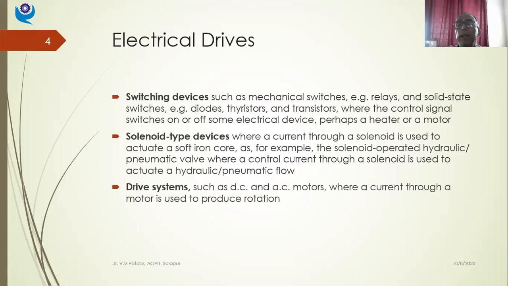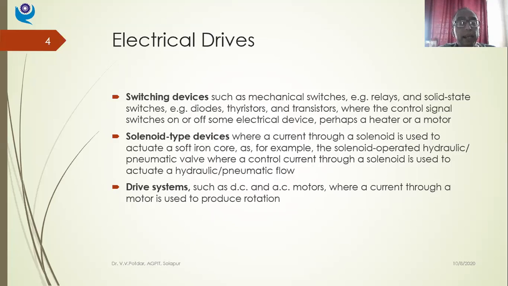For example, a solenoid operated hydraulic pneumatic valve. So these are the pilot valves of hydraulic and pneumatic valves which are actuated through solenoids. So those are called electro-pneumatic systems or electro-hydraulic systems, where the valve of a hydraulic or pneumatic system is actuated through an electrical system, that is like a solenoid. So, for example, in the solenoid operated hydraulic pneumatic valve, a control current through a solenoid is used to actuate a hydraulic or pneumatic flow. So, a flow control valve can also be actuated by using a solenoid type valve, a solenoid controlled valve.